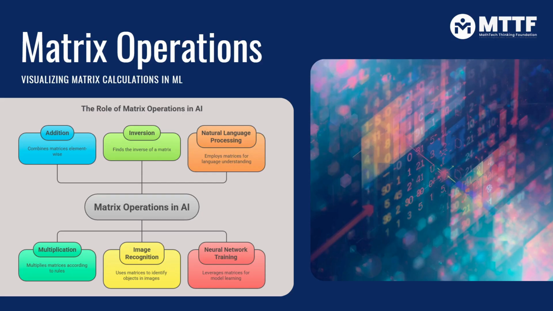During neural network training, matrix operations allow millions of parameters to be updated efficiently and simultaneously. By visualizing these matrix calculations, we begin to see how machines process information at scale and speed. In short, matrices are the computational engine that makes machine learning practical and powerful.